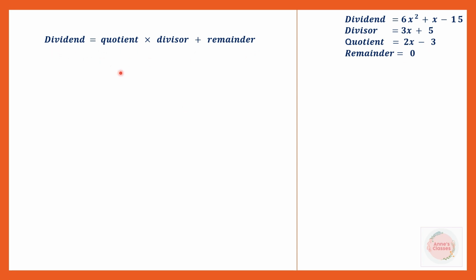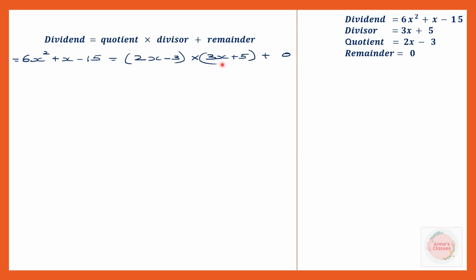So let's begin. Dividend. How much is dividend? 6x squared. Let's write that. 6x squared plus x minus 15 is the dividend. Then quotient into divisor. So let's write the quotient. Quotient is 2x minus 3 into divisor. Divisor is 3x plus 5 plus remainder, and the remainder is 0. So now we have to work out what is on the right hand side.